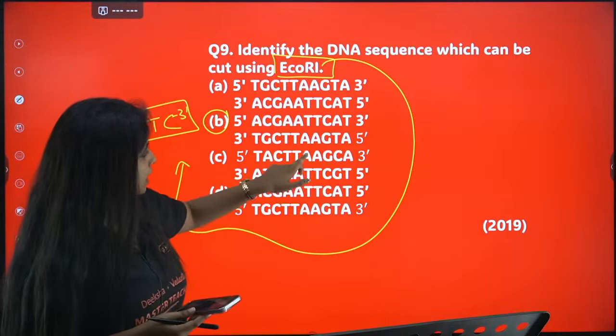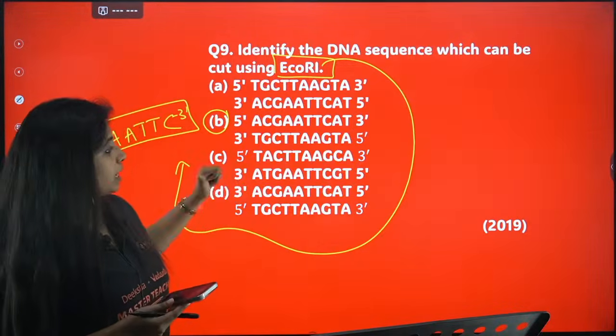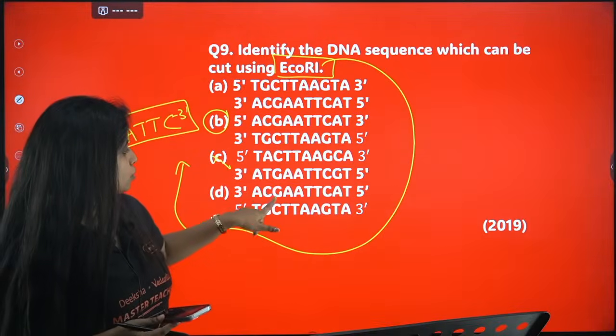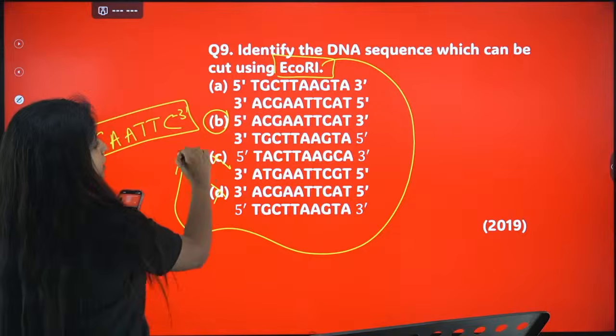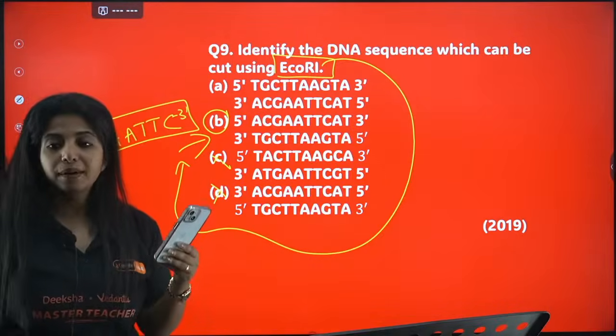Here you do have GAATTC, but that is in the 3' to 5' direction. So this is wrong. Here also GAATTC is there, but in the other direction. So this is also wrong. The only answer that you would have is B.